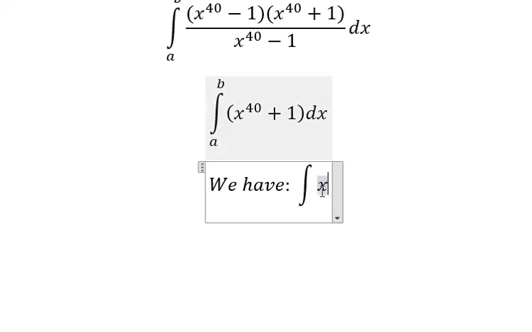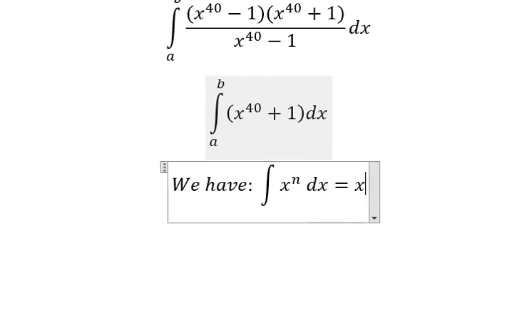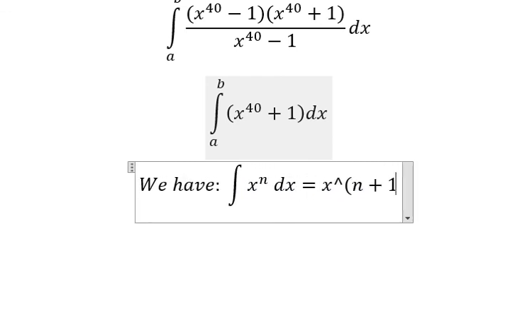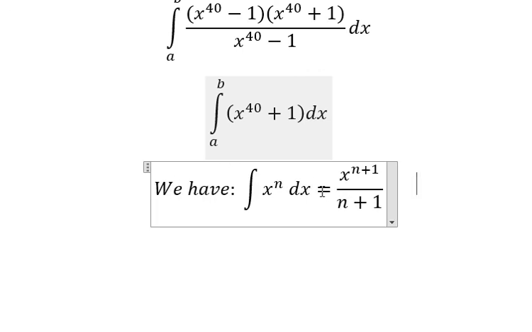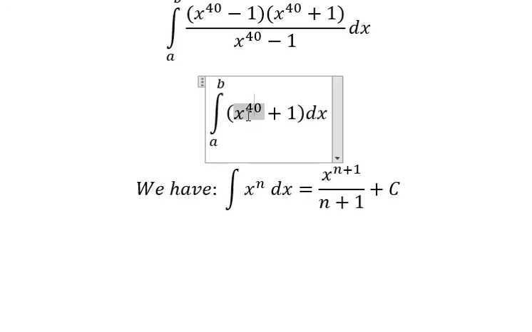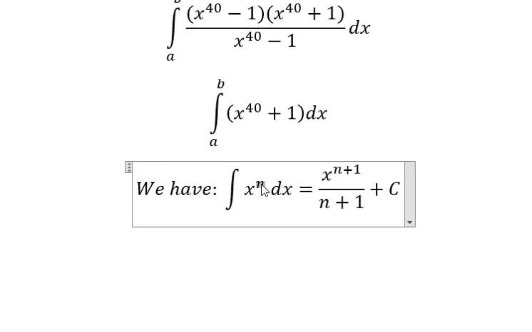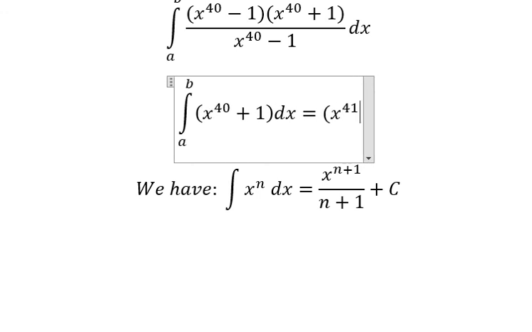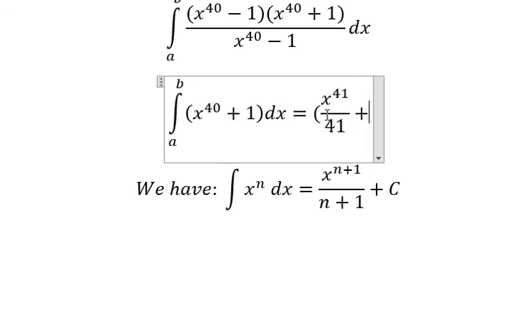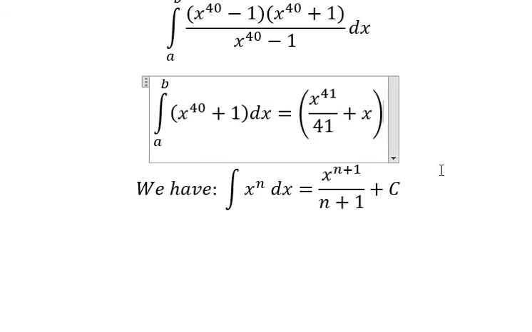We can apply the formula in here. So for this one, we have 40. Now we put number 40 here. 40 plus 1, we have 41. Over 41. Number 1, that is about x.